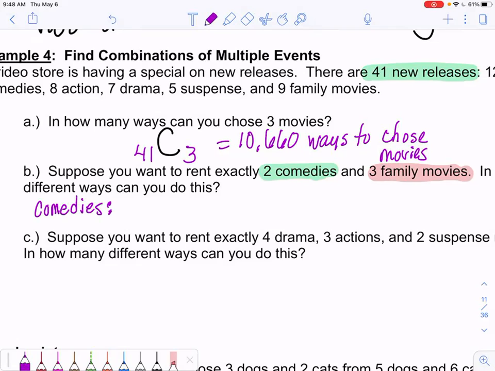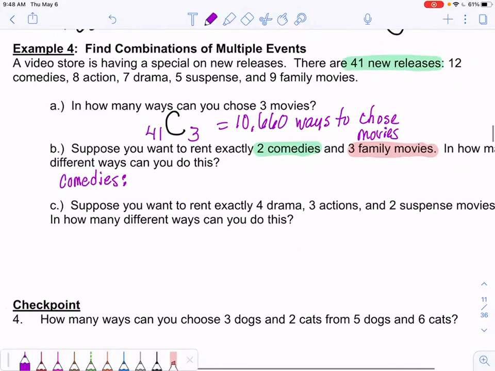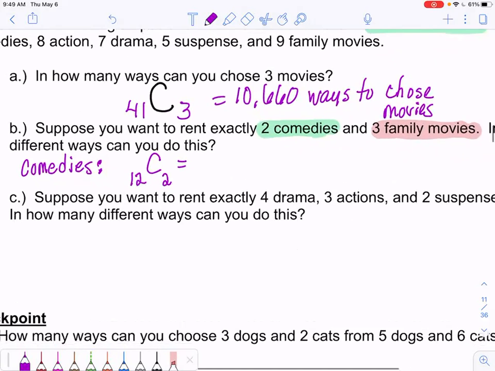Emma, how many comedies are there to choose from? 12. How many comedies do we want to pick of those 12? 2. So we're going to first calculate the number of ways we can get a comedy movie. And that's 12 total comedy movies. We're picking 2 of them. And Emma, when you get an answer there, let me know.